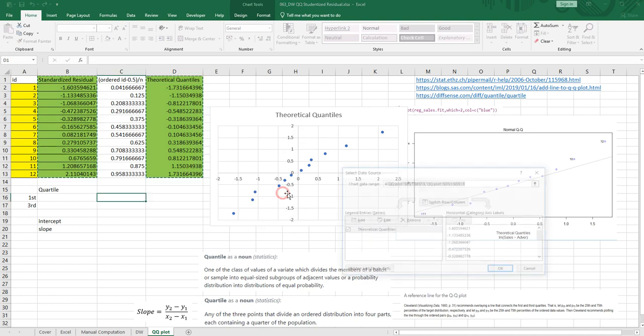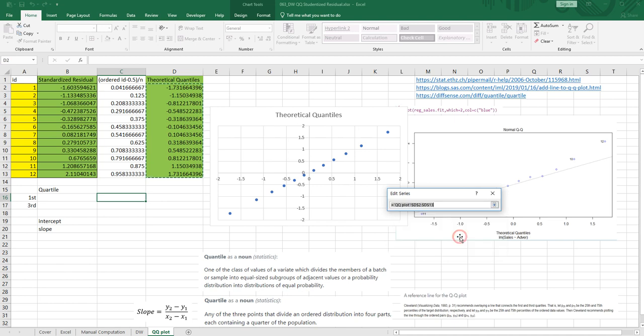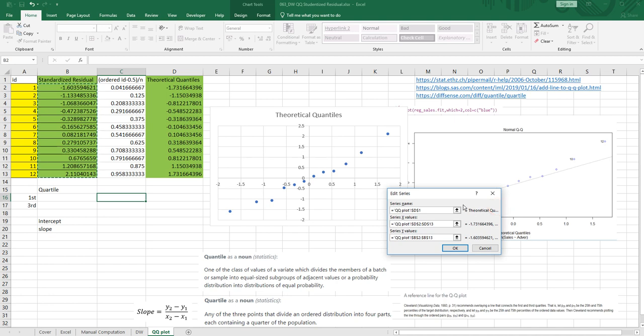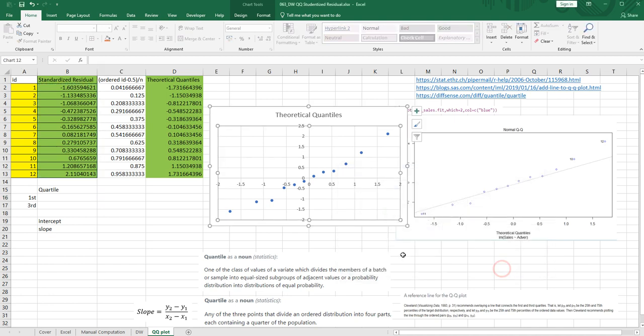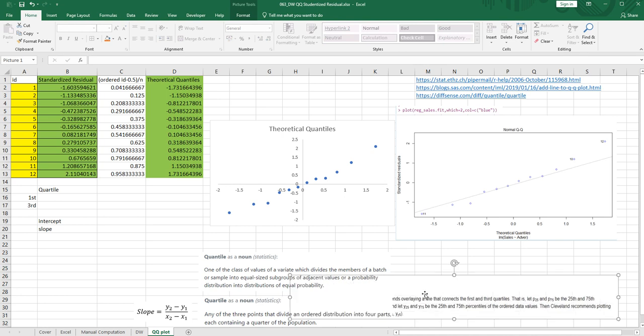So again, select data and click edit and change x values. So this one, and y values from standardized residual, and OK. So let's remove the reference line here. All right, so as you can see, we have the same output, but the only difference is that we don't have a reference line here, right?